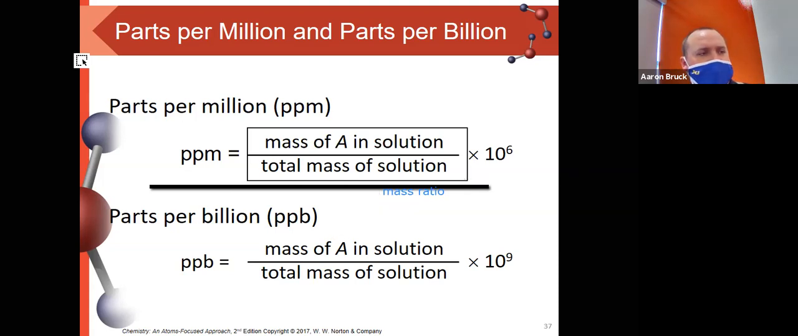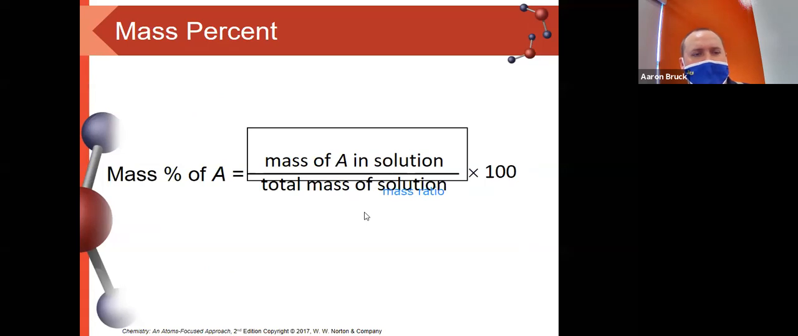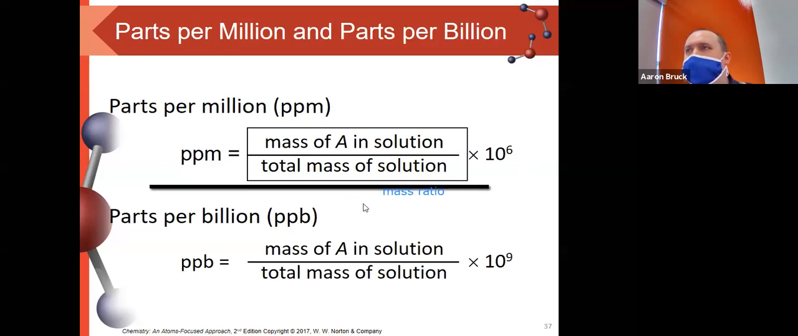We can flip back and prove that to ourselves here. Mass of A divided by total mass, in all three. The only thing that is different that separates those three concentration units from each other is the multiplier. In percent, percent means parts of 100. We multiply that one by 100. In parts per million, we multiply that by 1,000,000. In parts per billion, we multiply that by 1 billion.